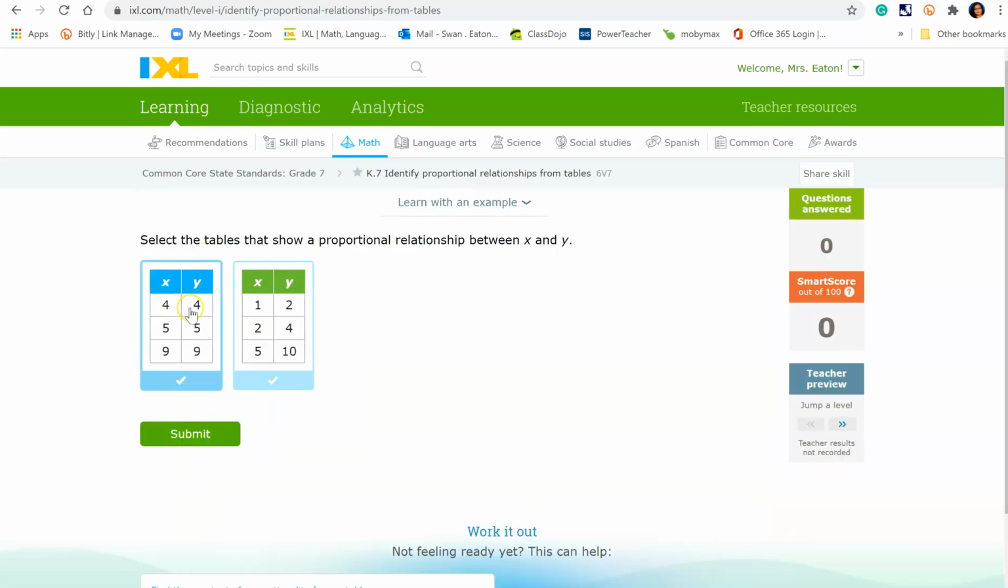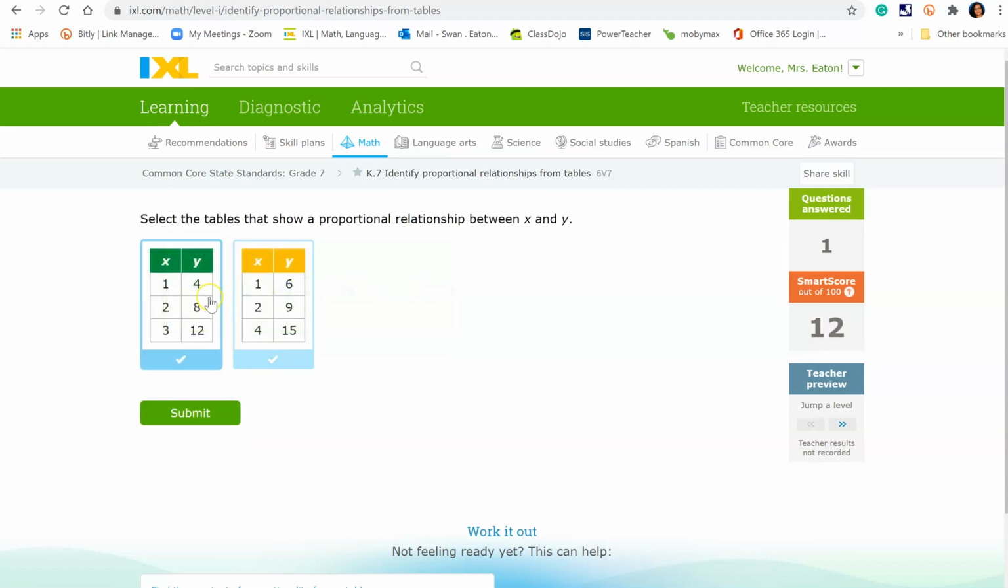So 4 divided by 4, is that 1? Yes. 5 divided by 5, is that 1? Yes. 1 divided by 2, so that would be 2 over 1. 4 divided by 2 simplified would be 2 over 1. So we can say that both of these would. Here, okay, 4 over 1, right? 8 over 2, if I simplify that, that should be 4 over 1. So that one would be okay. This one, 6 over 1, yes. But 9 divided by 2 is not 6 over 1. The constant is not the same between these two. So that's a no.